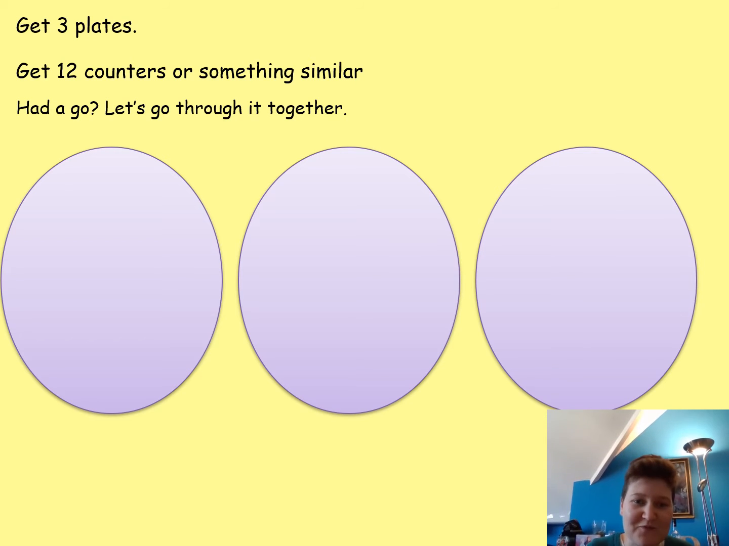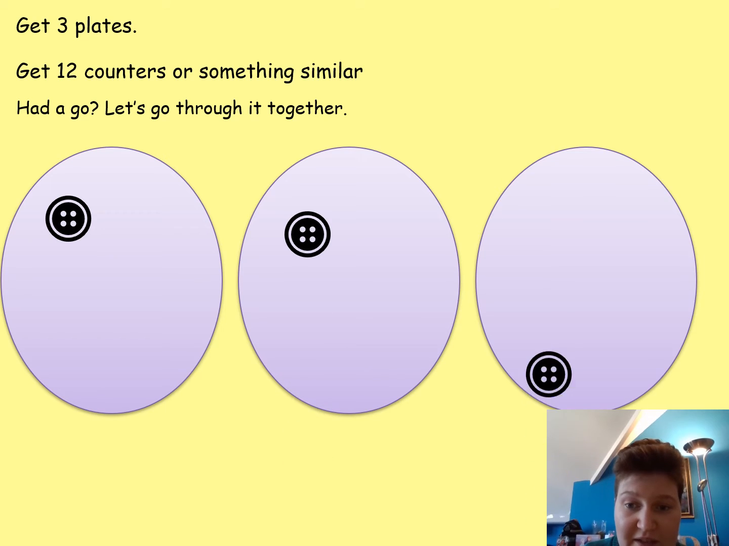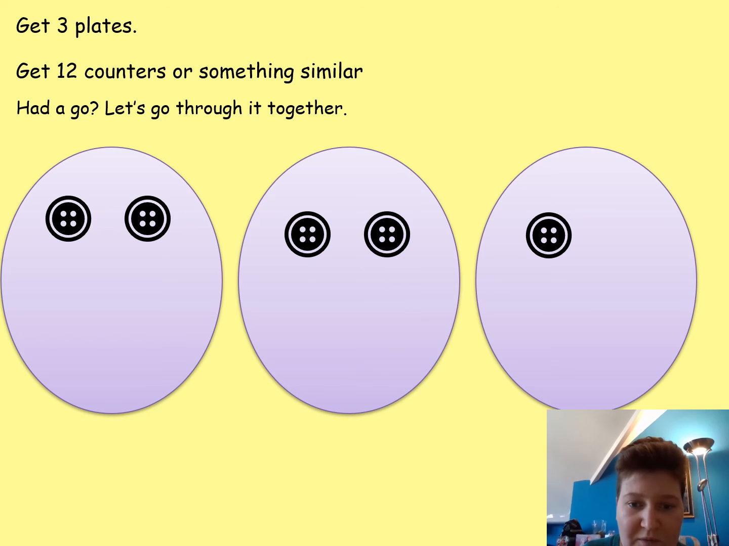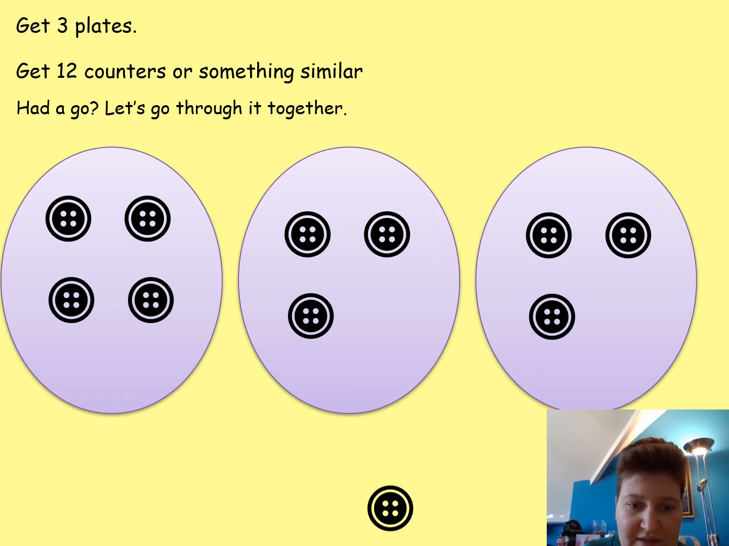Okay, so you've had a go. Right, let's go through it together and check that the counters are equal. We want them to be the same. We want the groups to be the same, the plates to be the same, to have the same number. So I'm going to start by putting 1 on this plate. Then I'm going to put another on this plate, so that's 2. 1 more on that plate. So far we have 3, 4, 5, 6, 7, 8, 9, 10, 11, 12.